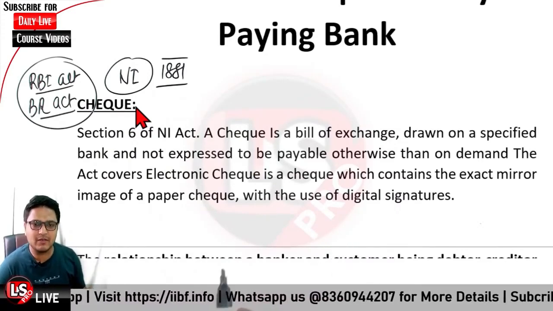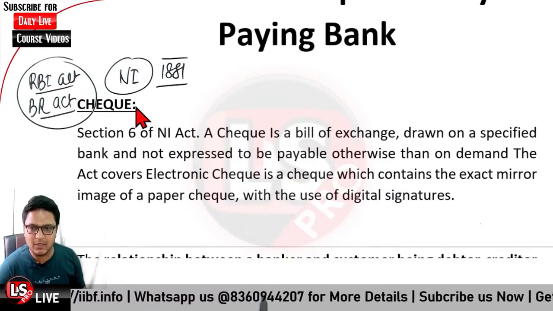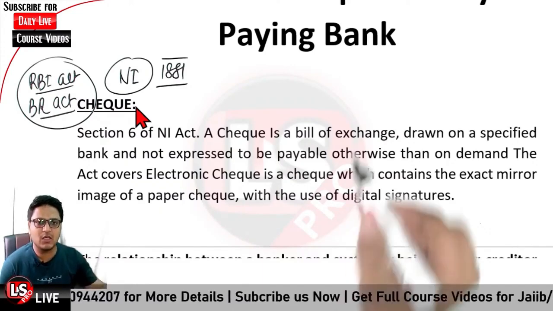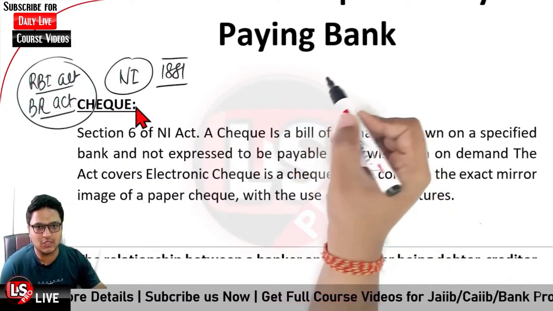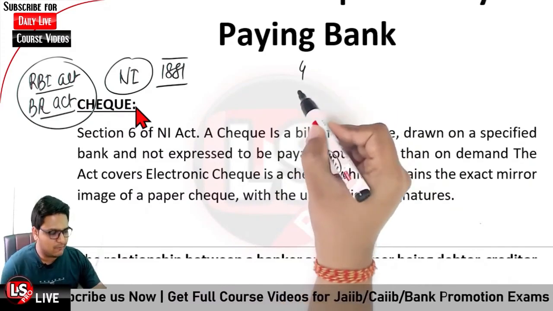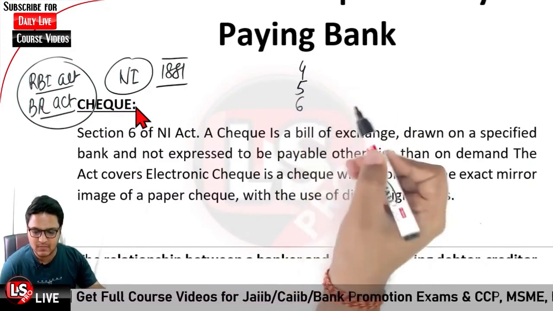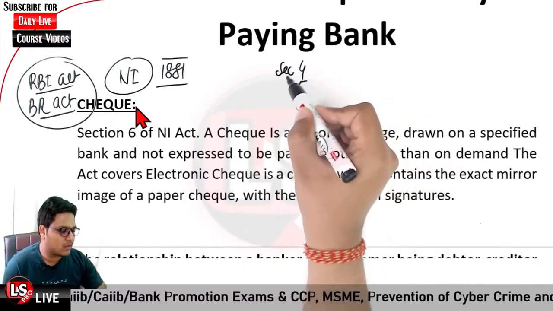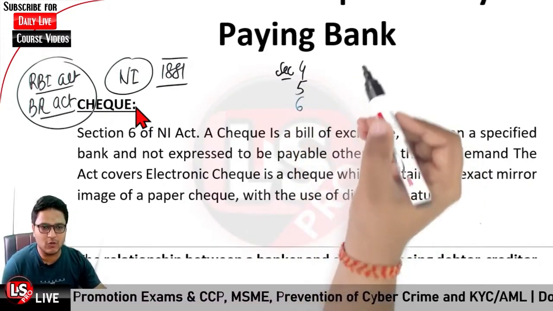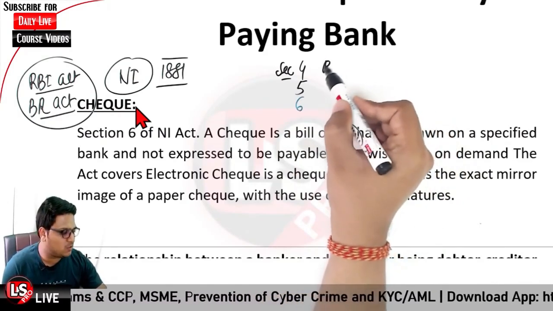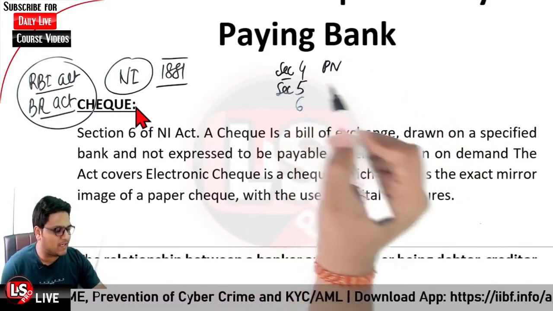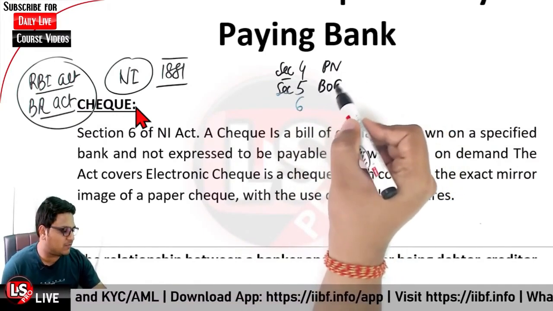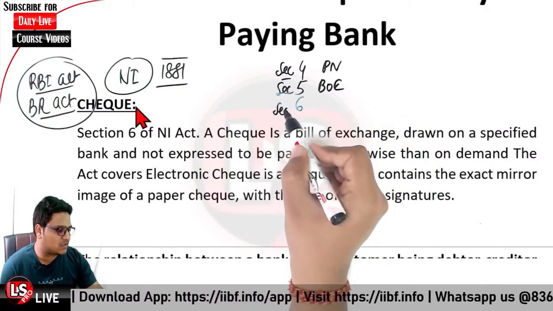Whether it is a check, a promissory note, or a bill of exchange, all are defined under the Negotiable Instrument Act, and you need to remember those sections: 4, 5 and 6. In section 4 of the Negotiable Instrument Act, promissory notes are defined. In section 5, bill of exchange is defined, and in section 6, check is defined.